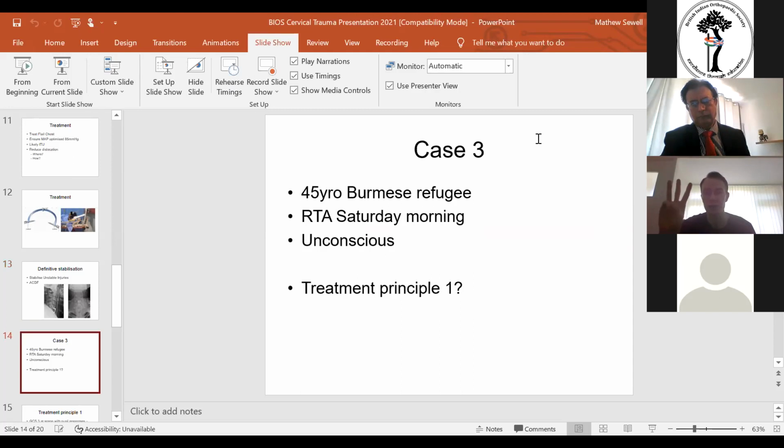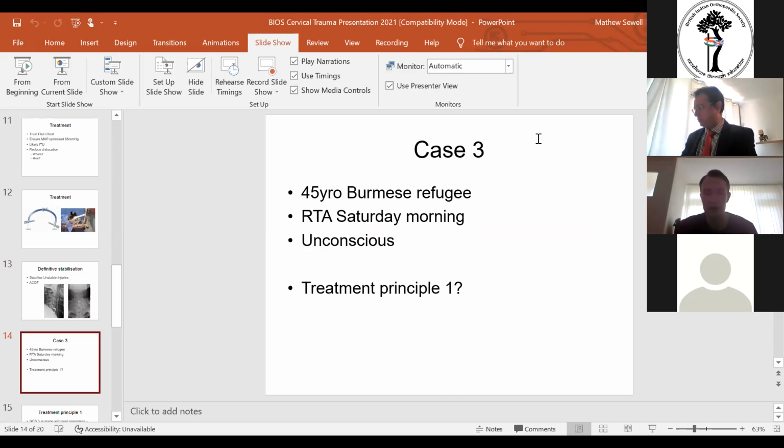Case 3, the final case. This is an unusual case. You are not going to get this in your Viva, but it's simply to demonstrate how you can apply principles to any case you get in your Viva, so you're not going to be phased.